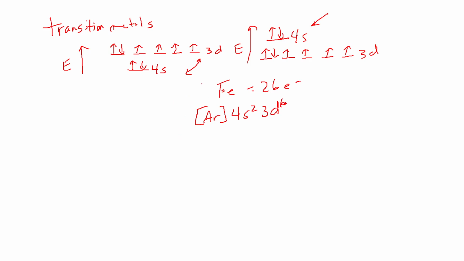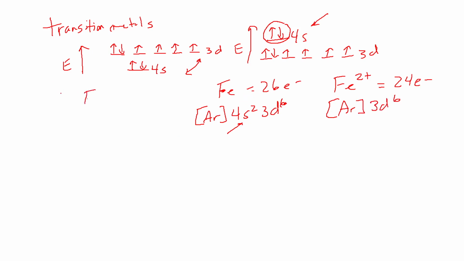And what will happen, for example, if I had iron with a +2 charge? It means it has lost 2 electrons, so now it has 24 electrons. It will actually lose these electrons first, and the configuration here for iron with a +2 charge will be argon 3d6.